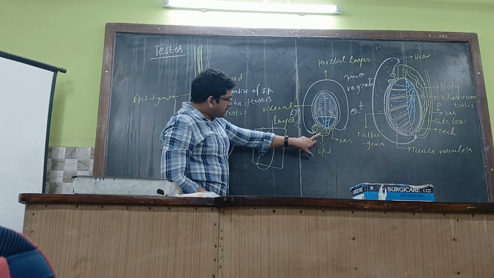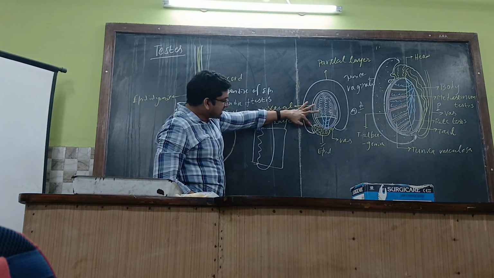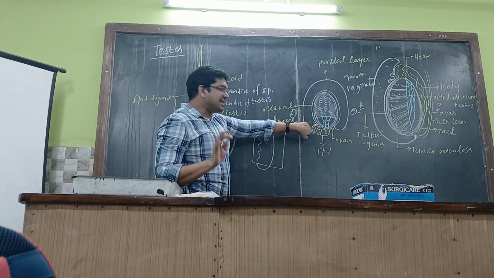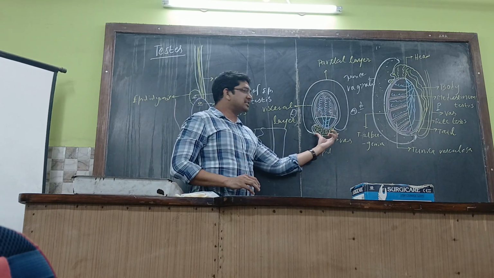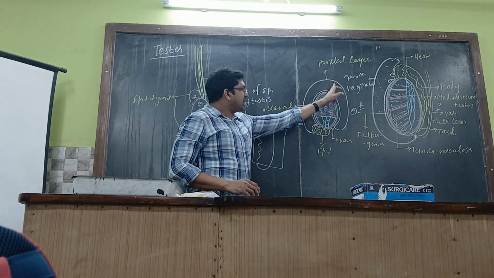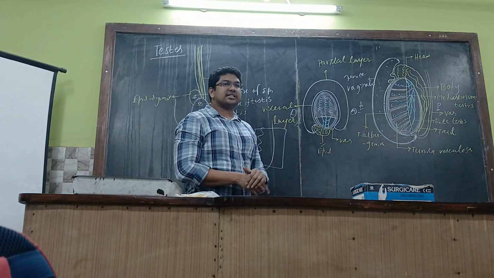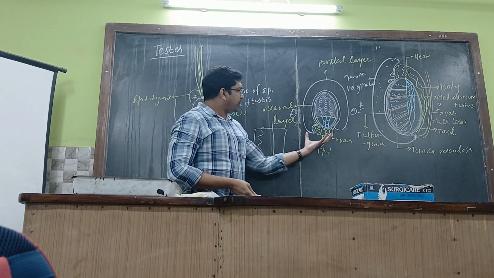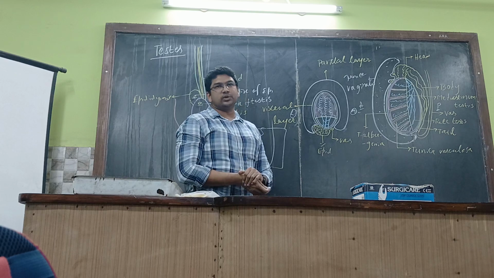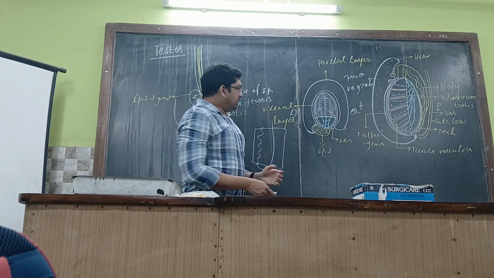But if you see properly, the epididymis is partly covered. To say it easily, the posterior aspect of the testis is not covered by the tunica vaginalis, but the lateral, medial and anterior aspects of the testis are covered by the tunica vaginalis. Getting it or not? Only the posterior aspect is not covered by the tunica vaginalis.